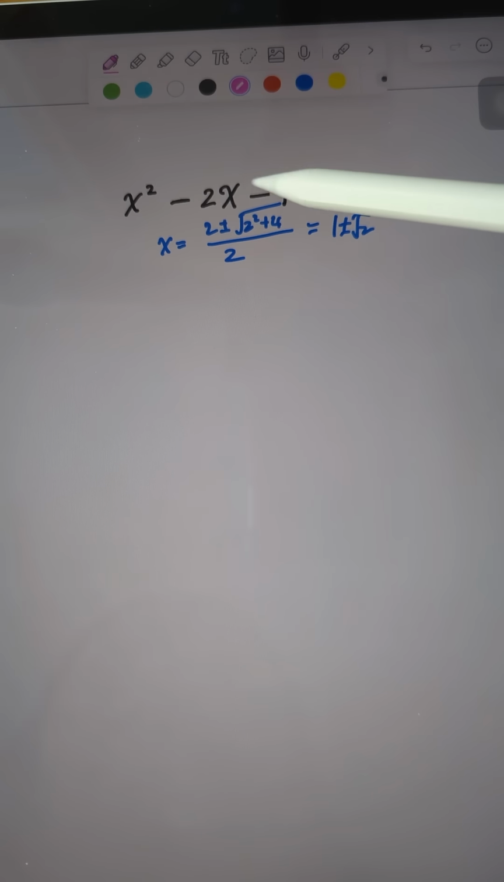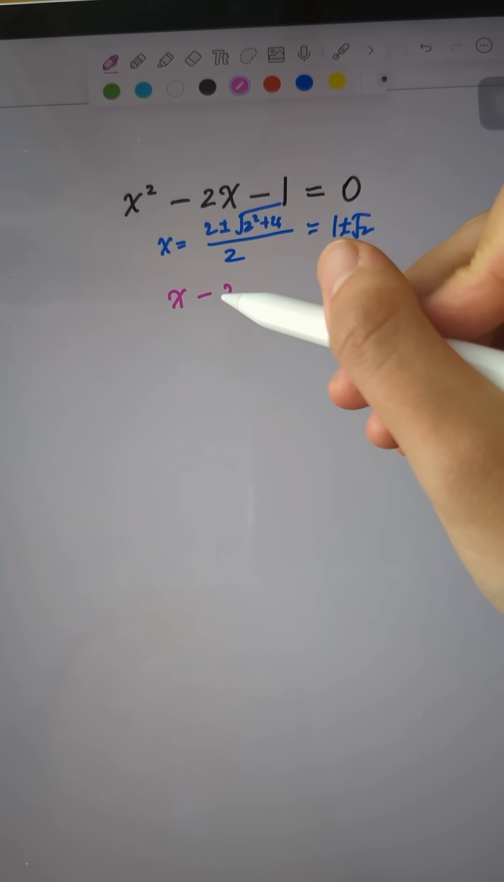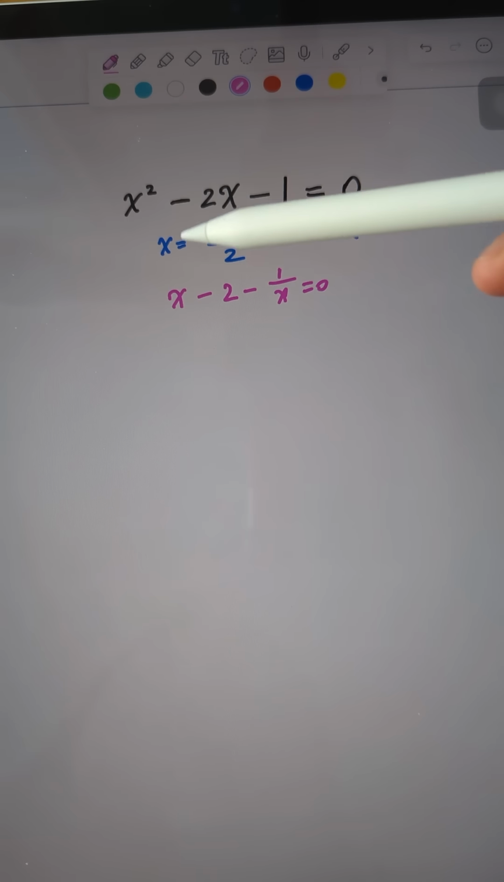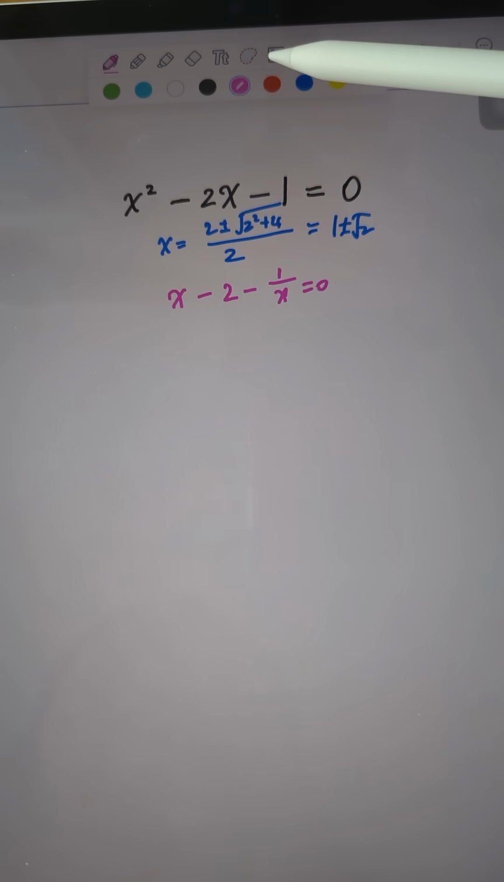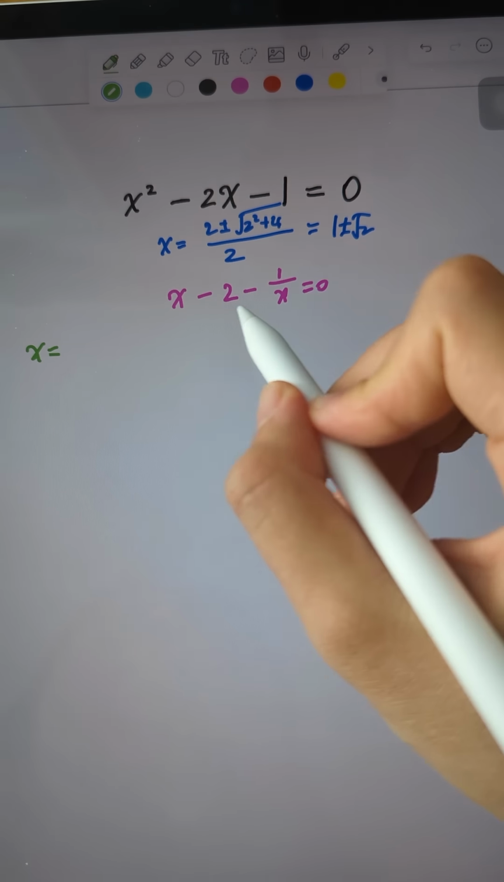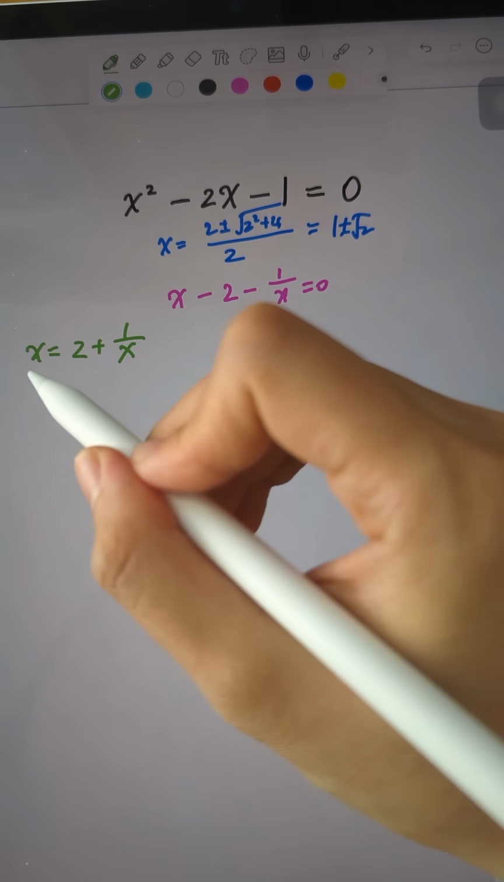First, I want to divide both sides by x. So it becomes x minus 2 minus 1 over x equals 0. And then I want to generate some recurrent formula from this equation. The first recurrent formula I'm going to generate is x on the left, and the right-hand side is 2 plus 1 over x. I basically move this part to the right-hand side.